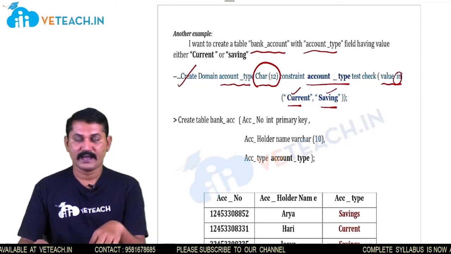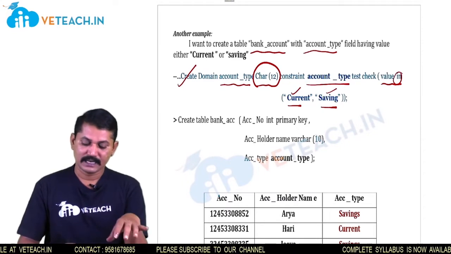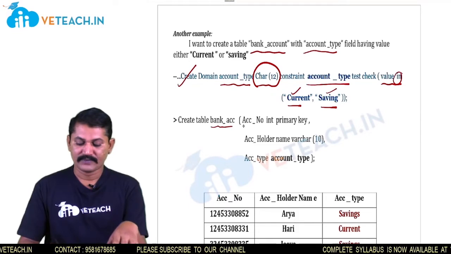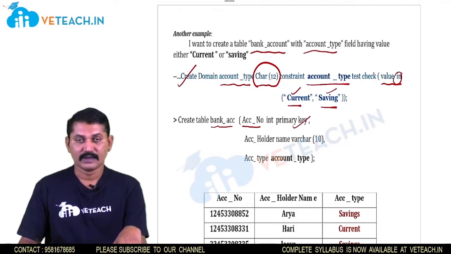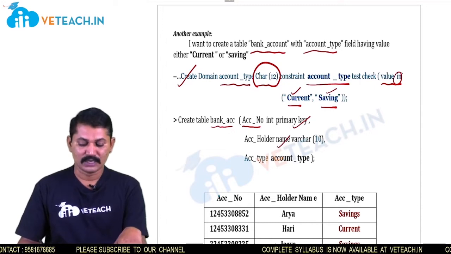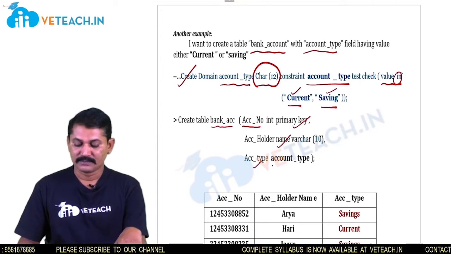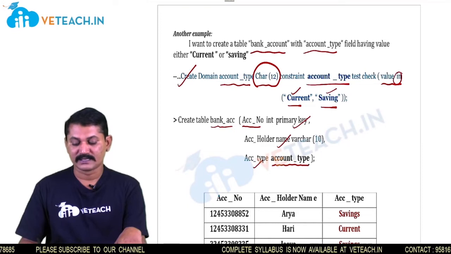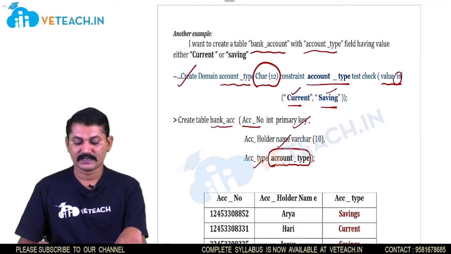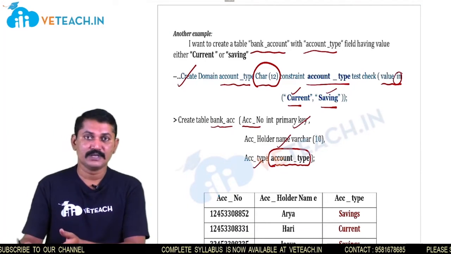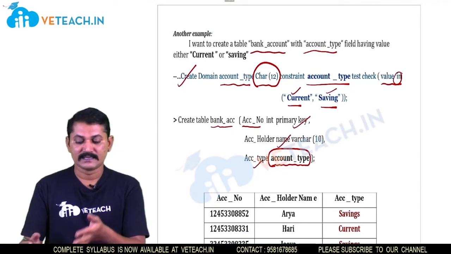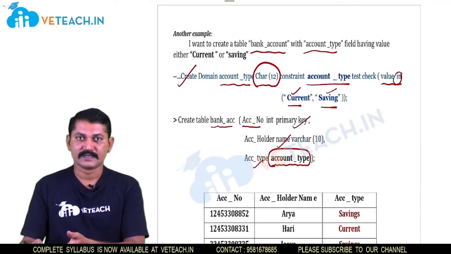Now I am going to define the definition of the table. Create table bank account with the first column as account number, which is the primary key, an important one, and the account holder name, account type, that means along with the domain constraint. Here is the domain constraint. What is the domain constraint? Account type. What does the account type have to be? Already we defined it as current or savings.